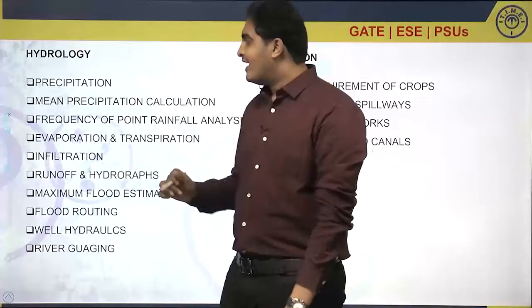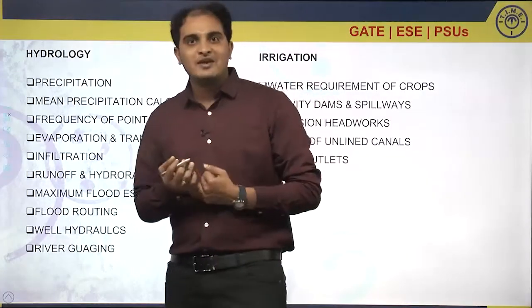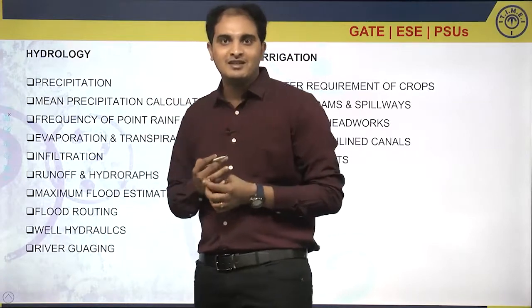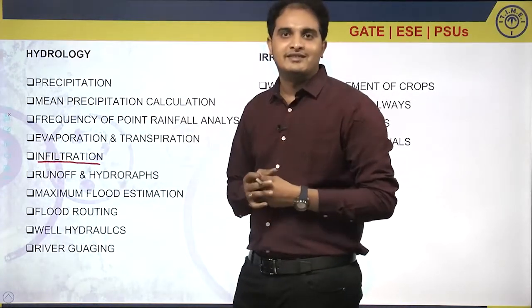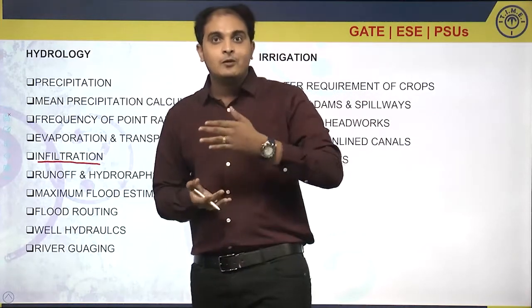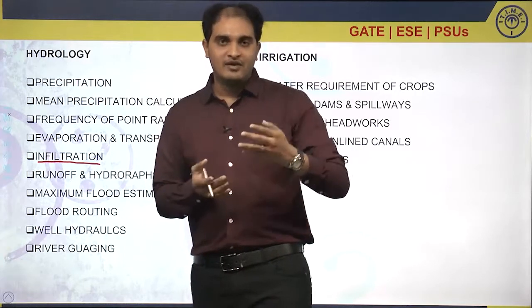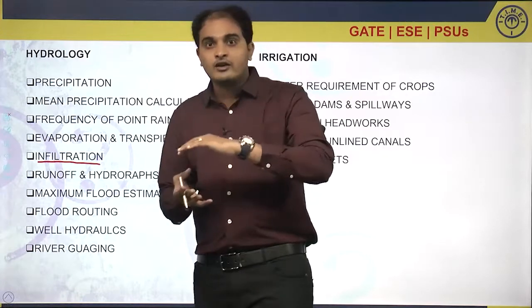The next topic after evaporation and transpiration, that means we have one more loss other than evaporation, transpiration and evapotranspiration, that we call as infiltration. What do you mean by infiltration? Infiltration means the property by which water seeps into the surface stratum of the earth. That means some portion of water gets seeped into the surface stratum of the earth, not into the subsurface.